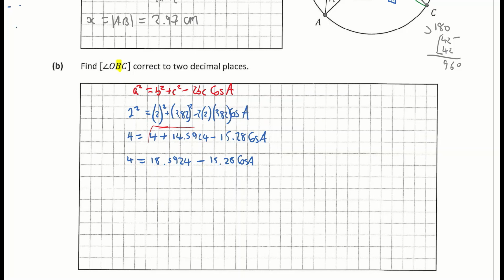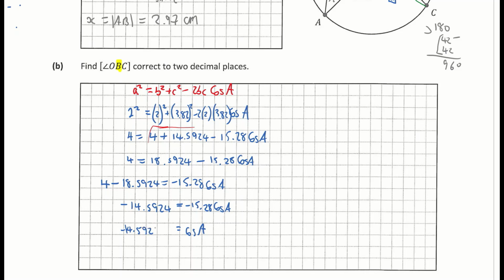I'm now going to move that 18.5924 over the equal sign. So it'll be 4 minus 18.5924 is equal to minus 15.28 cos of A. 4 take away 18.5924 is negative 14.59, which is equal to negative 15.28 cos A. To get cos A on its own, I need to divide across by the minus 15.28.